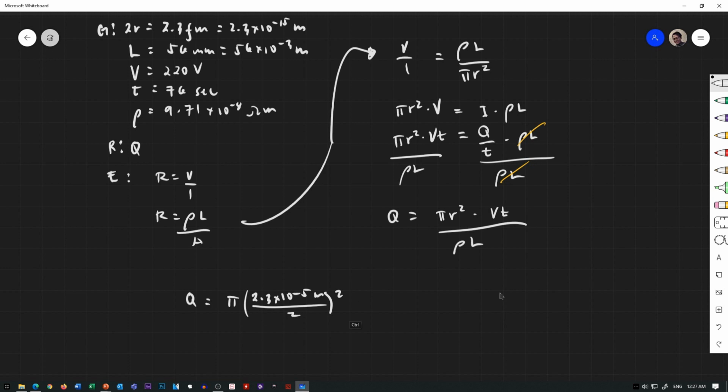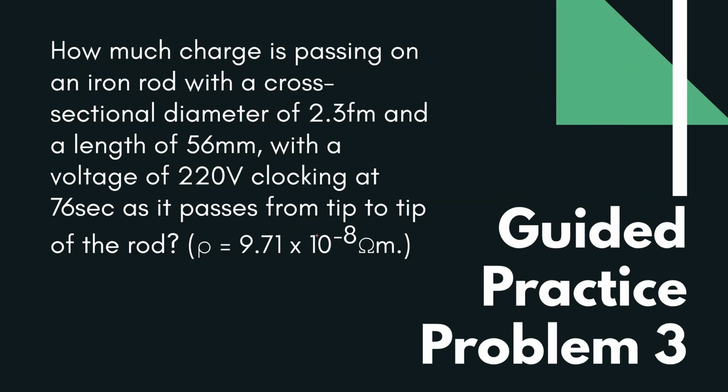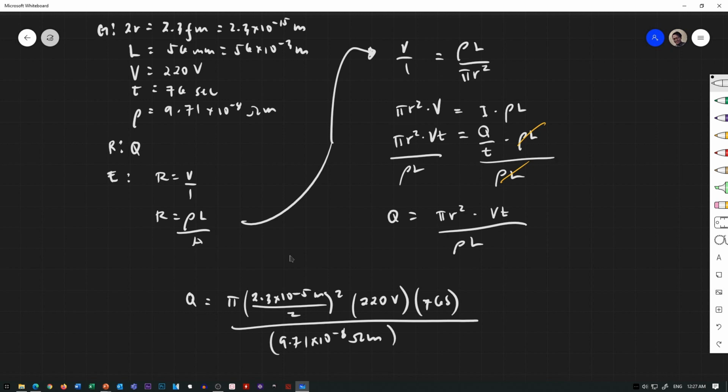Then this is of course multiplied by voltage is 220. Then we have time, which is 76. Then that's divided by rho, which is 9.71 times 10 raised to negative 8 ohm meter. Are we copying this right? Okay, multiplied by L is 56 times 10 raised to negative 3 meters. There. So it's guaranteed that you're going to have coulombs as a unit.